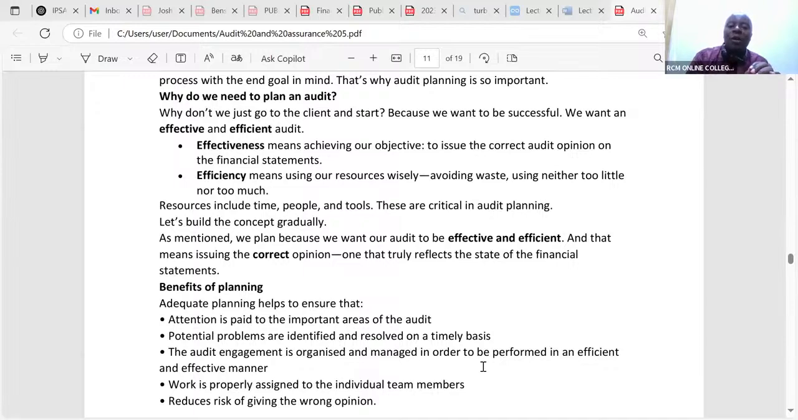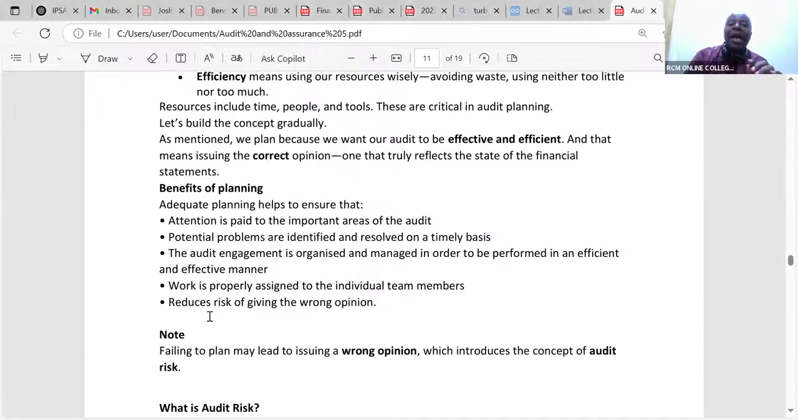Then we have number two, potential problems are identified and resolved on a timely basis. The audit engagement is organized and managed in order to be performed in an efficient and effective manner. Because of our planning, we are able to organize and manage our audit effectively and efficiently. Work is properly assigned to individual team members, which reduces the risk of giving the wrong audit opinion.